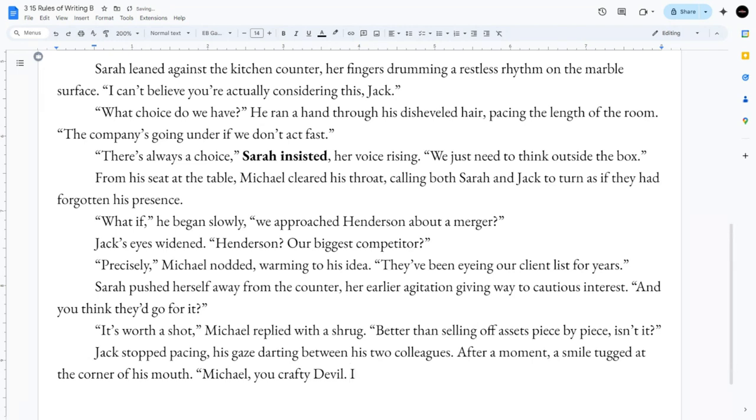Like God. God would be capitalized if we were talking about God, because if you're talking about God, it's capitalized. If you're talking about a god, it is not. Michael, you crafty devil. He's calling him the devil. I believe that's capitalized. This is why I have editors. Anyway. "You crafty little devil. It just might work." Let's do a spell check. Looks good to me.